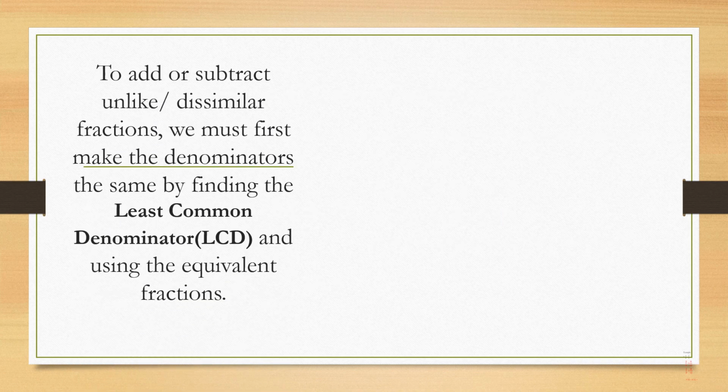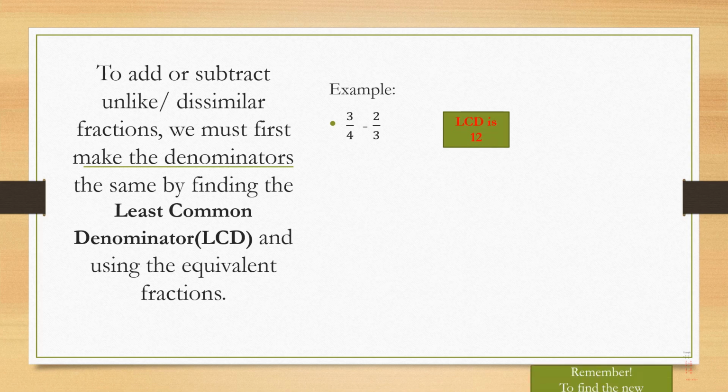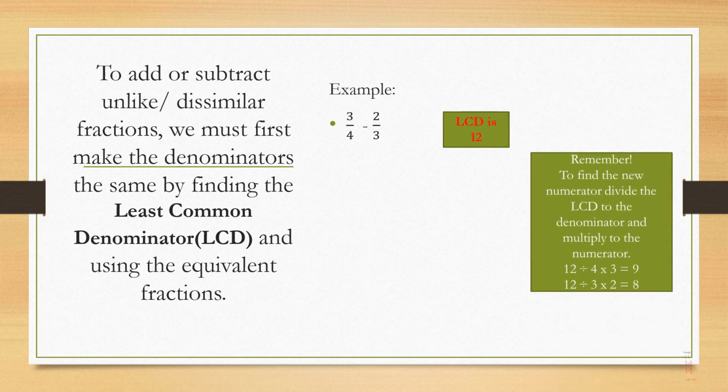To add or subtract unlike or dissimilar fractions, we must first make the denominators the same by finding the least common denominator. That is what we call LCD, and using the equivalent fractions. Example, 3/4 minus 2/3. They are dissimilar fractions. The LCD is 12. Remember, to find the new numerator, divide the LCD by the denominator and multiply by the numerator.